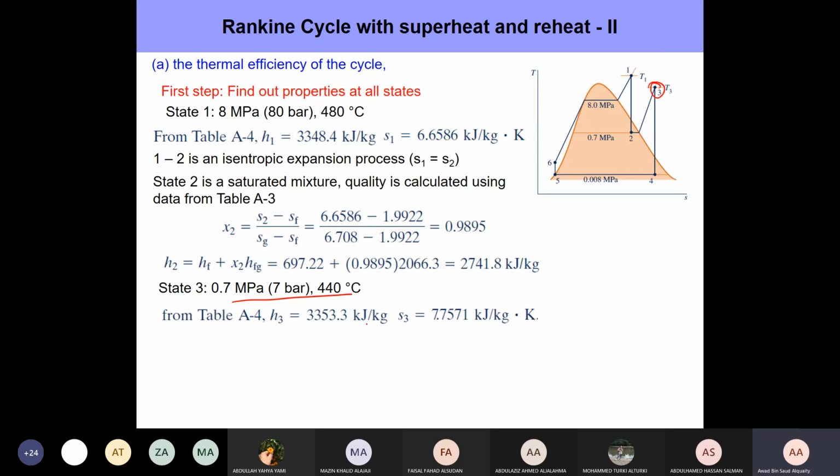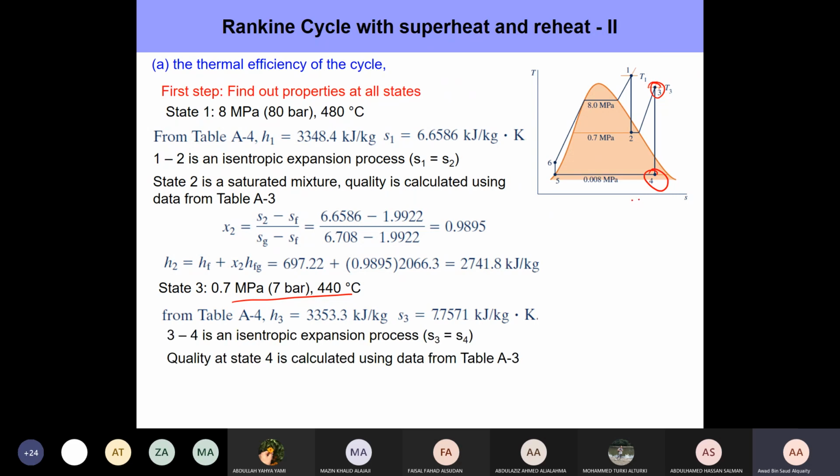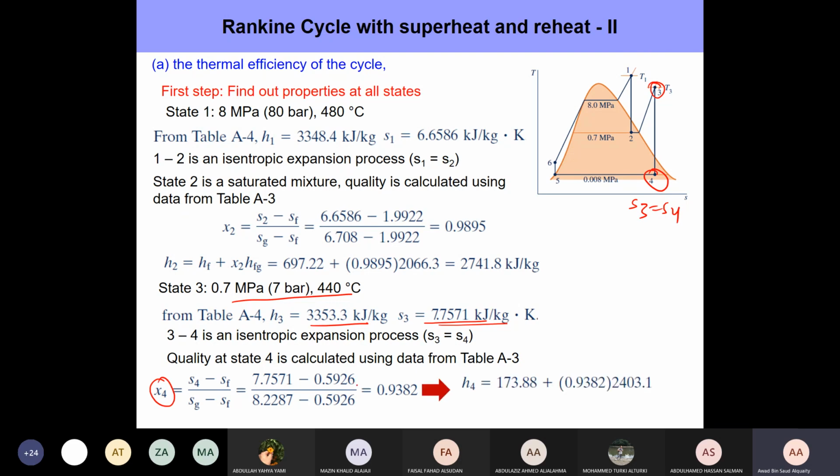Again, we don't know much about state 4 except the fact that 3 to 4 is an isentropic process. So S3 is equal to S4, right? And we know the pressure at state 4. So once you determine S3 from the property tables, we use it to calculate X4, just like we did X2. Okay, once you have X4, then it's just a matter of plugging in the numbers and calculating the enthalpy at state 4, which is actually what we need, right?